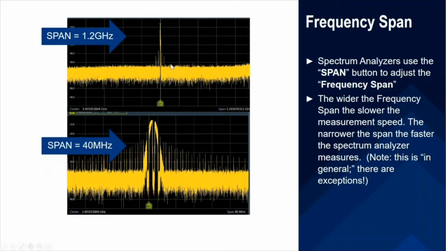And as you can see, when we moved from this wider span at 1.2 gigahertz up here at the top down to a span of 40 megahertz, it makes it much easier to start to see some of the interesting signals and harmonics around that. Now, there's another piece that comes into play here, and we'll talk about that here in a second. But just know that as you set your center frequency and adjust your span, those are two of the key components that you're going to be looking at.